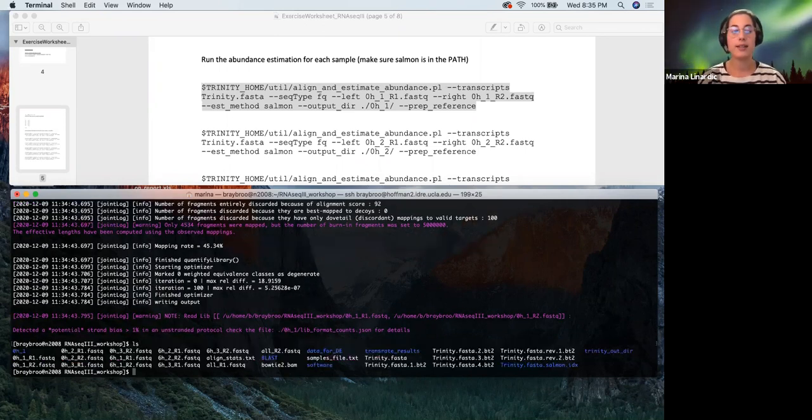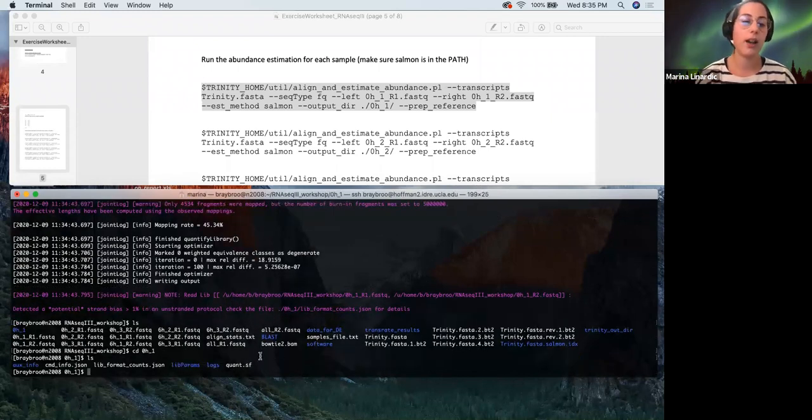If we do ls, we see this folder right here. And if we go inside that folder, 0 hour 1, we will see that we have the quant SF. The reason why we don't have the quant SF genes is because this is really a small data set and there's not a lot of genes that it can create some sort of meaningful matrix. But if you have a lot of them, you would have the genes as well here. But we're gonna use the isoform level for later. Okay, so we have that.